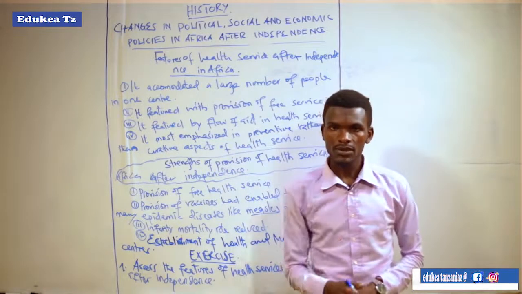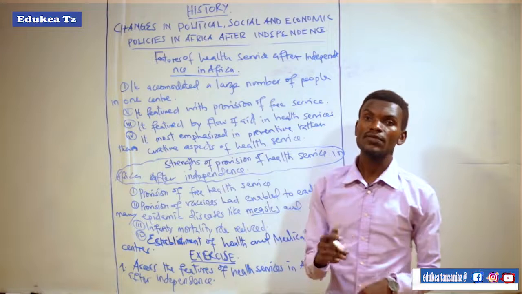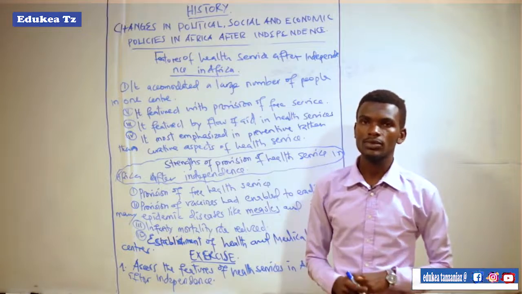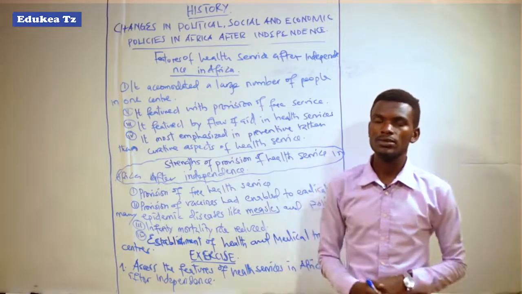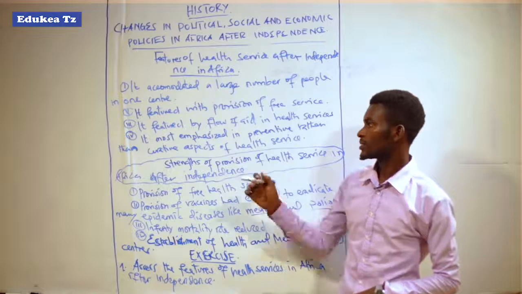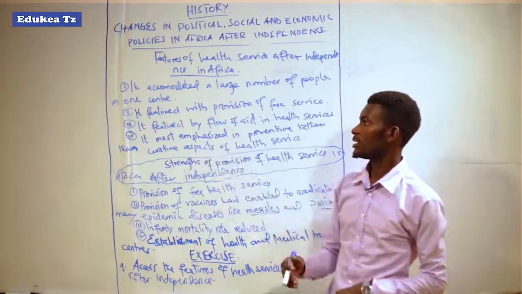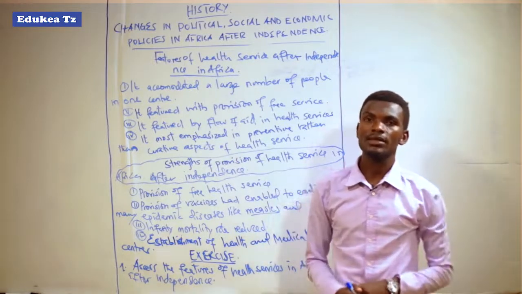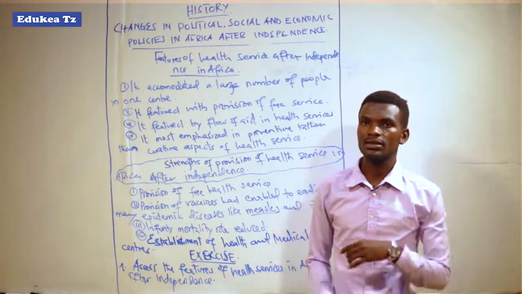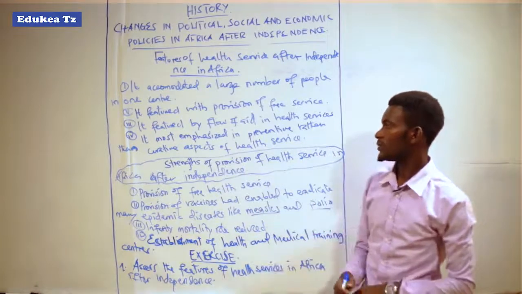It means that even if the colonialists granted independence to the Africans, they were still providing aid concerning health services, so that the Africans could afford the services provided in health centers that were established after and during independence. So you can see that the Western countries were providing aid concerning health services in African countries. But the last one, it mostly emphasized the preventive rather than the curative aspect of health services.